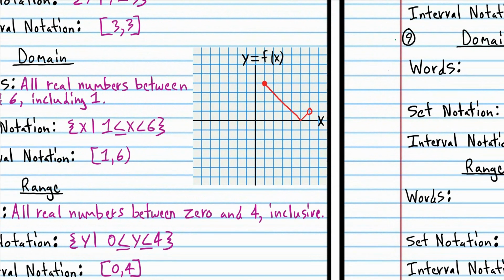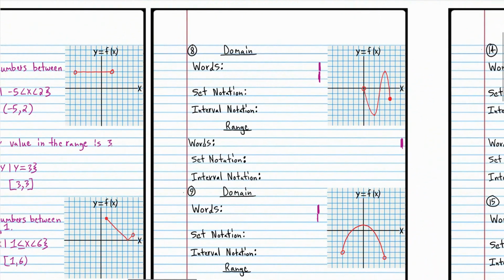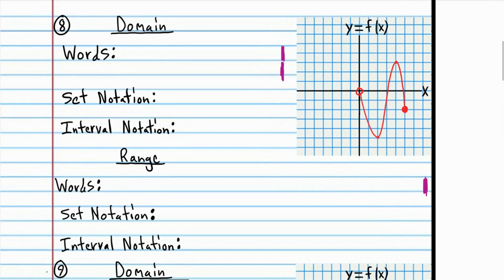All the y values are between 0 and 4, if you look at this area here. Okay, on to number 8. Let's try number 8 together.